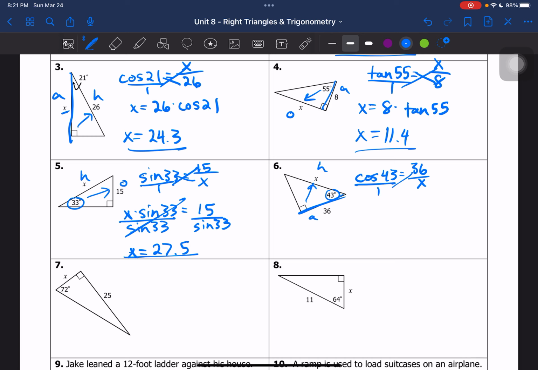I'm going to put that over 1, cross multiply. So x times cosine of 43 is what I have on one side, and then 36 times 1 is just 36. Now to get rid of this cosine 43, I need to divide by that on both sides, and then x will finally be by itself. 36 divided by cosine of 43 is going to be 49.2.